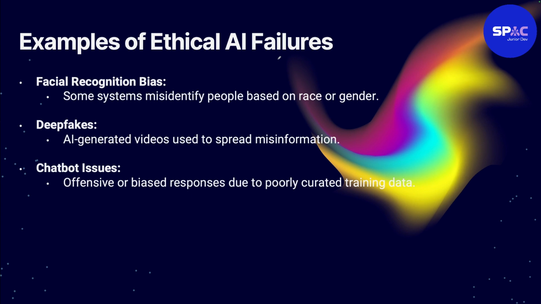Okay, examples of ethical AI failures, right? Examples of AI not doing the right thing. Facial recognition bias. Of course, we've discussed this one.